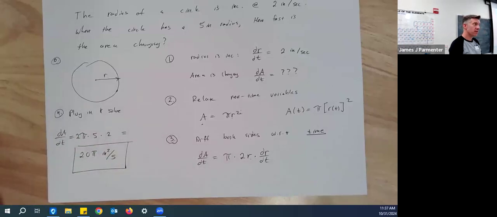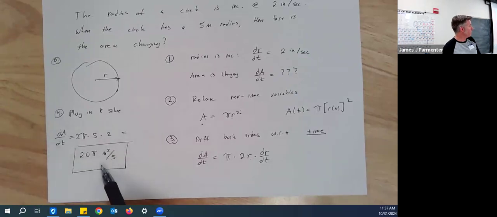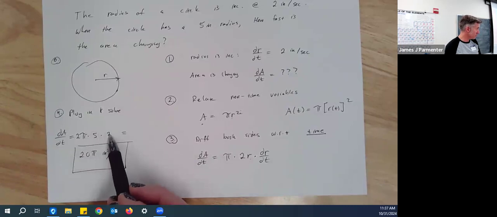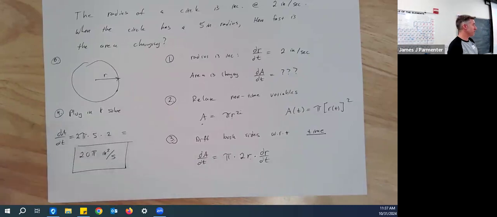Notably, if the radius had been larger, like if the radius was 10 instead of 5, the rate of change of the area wouldn't be the same. The rate of change of the area would be 2 pi times 10 times 2, which would be 40 pi inches squared per second. And that makes sense, right? If the circle is bigger and the radius is still increasing at the same rate, then if you increase by some certain amount, you're going to get much more circle because you're adding on a whole lot more circumference worth of area.